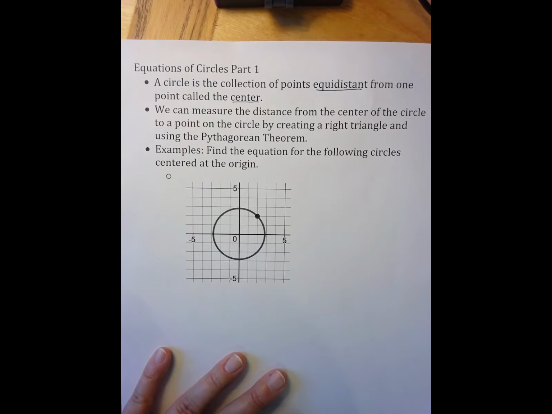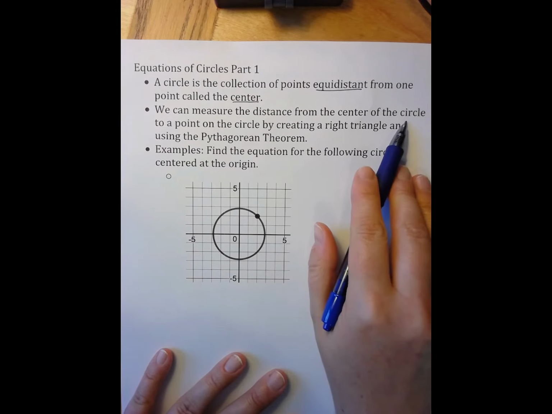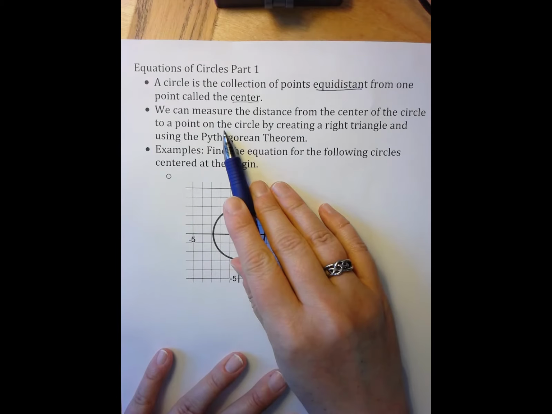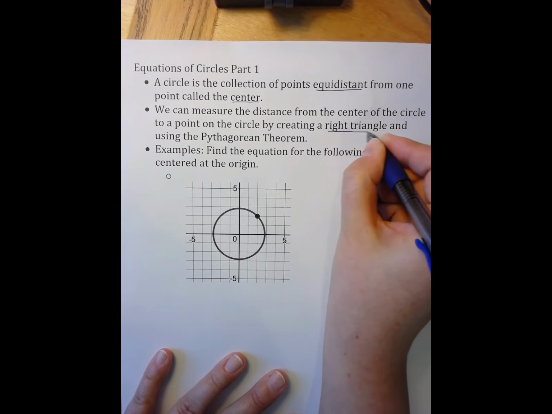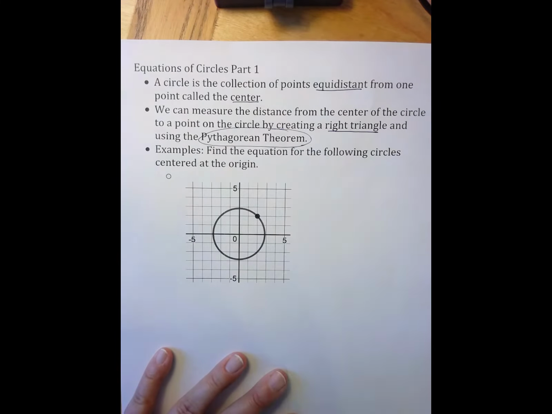We can measure the distance from the center of the circle to a point on the circle by creating a right triangle, which means I can use the Pythagorean theorem. So let's look at a couple of examples. We're going to find the equations for the following circles centered at the origin.